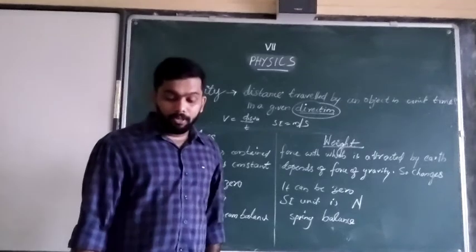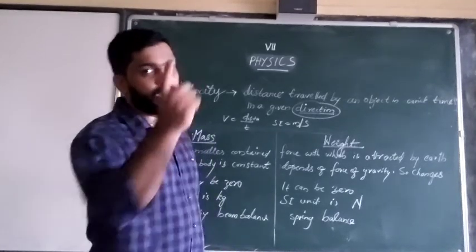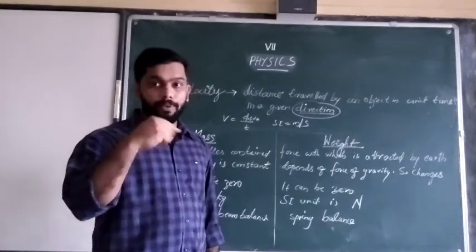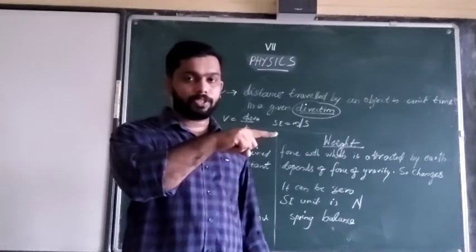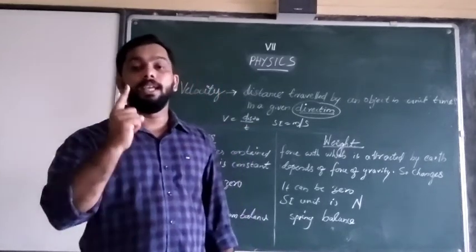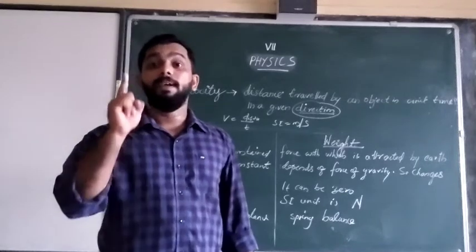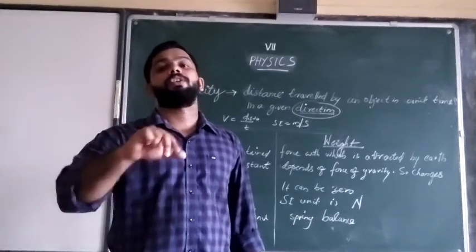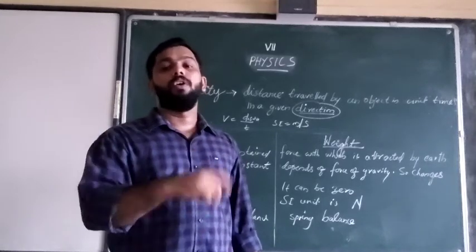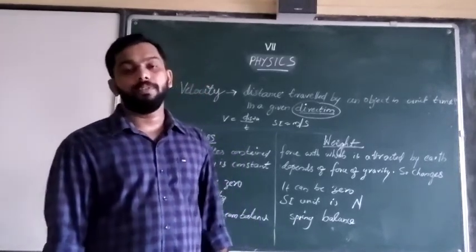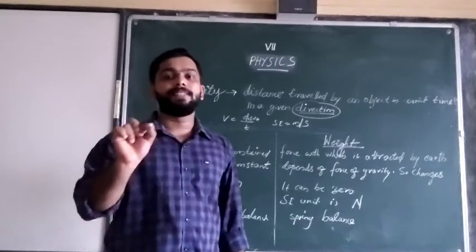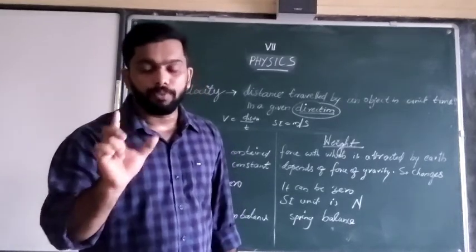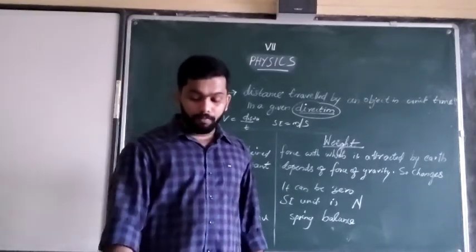Then one more, the third case: unequal distances in equal intervals of time, with the direction also changing. The first case was with a given direction, but in the third case the distances are unequal in equal intervals of time and the direction keeps changing. All these three are examples of non-uniform velocity.